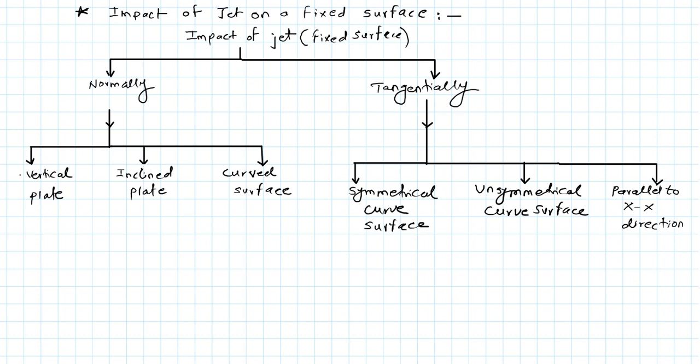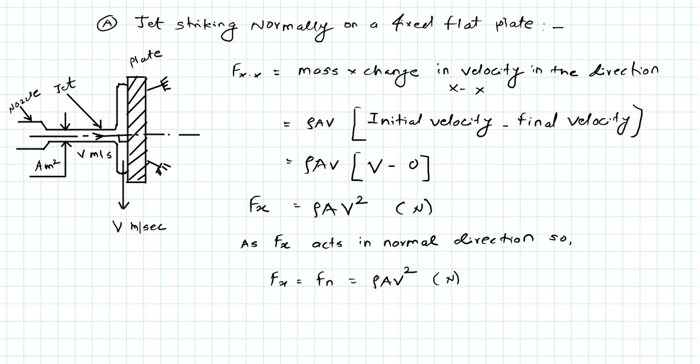Normal and tangential are the directions of the flow. In a normal flow, we have the vertical, inclined, and curved plate or surface. In tangential, we have the symmetrical curved surface, it may be the asymmetrical curved surface, or it may be the surface parallel to the x direction. So first we see the jet striking normally on a fixed flat plate.